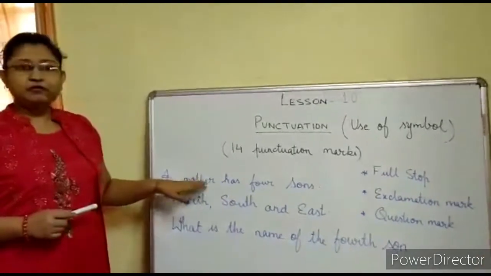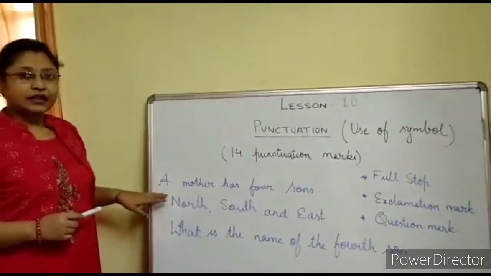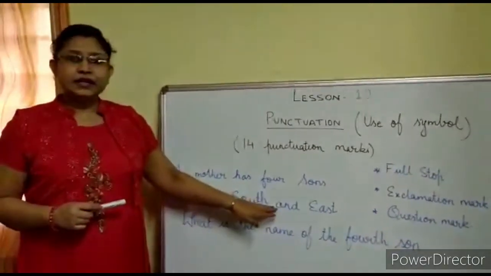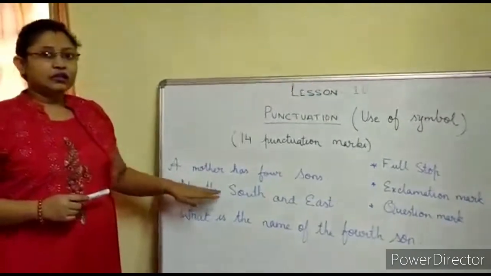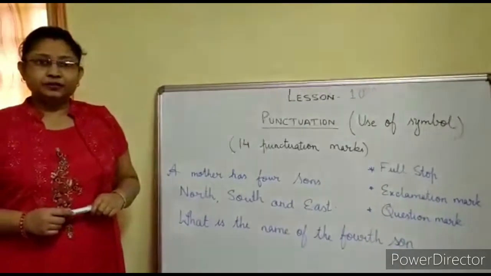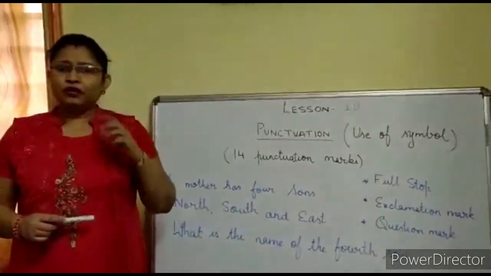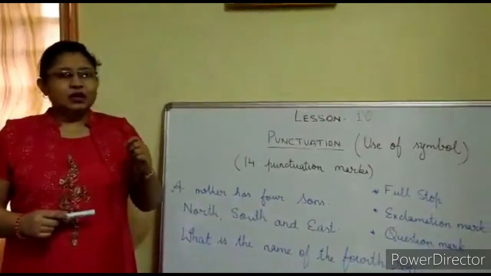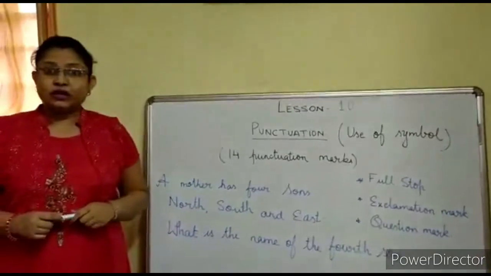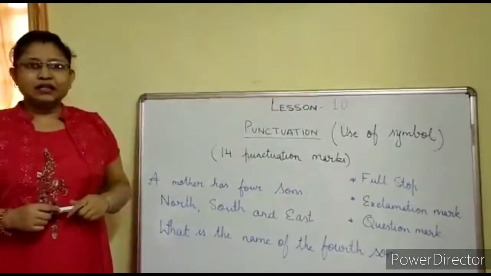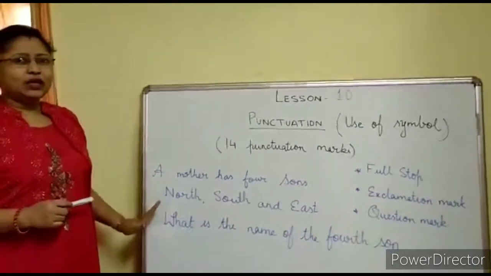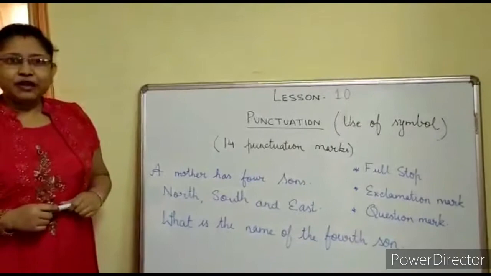A mother has 4 sons. North, south and east. What is the name of the 4th son? Now if I put this question to you, promptly your answer will be, you will just count: north, south, east is written, so west is not there. So you will be telling, ma'am, the answer is west. But the answer is not west, students. Just look at it very carefully and tell me, can you find out the answer?